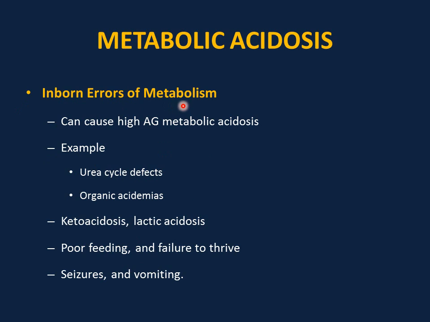Inborn error of metabolism also is a very important cause of metabolic acidosis. It causes high anion gap metabolic acidosis. Examples of that are urea cycle defects and organic acidemia. They present with ketoacidosis, lactic acidosis, poor feeding, failure to thrive, seizures, vomiting, and even coma or death.